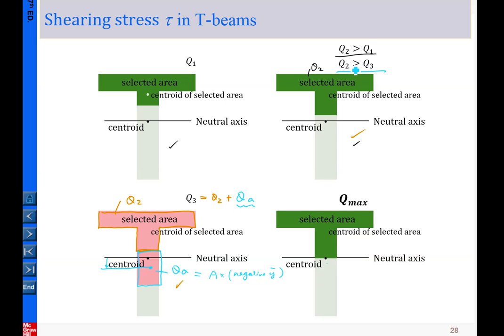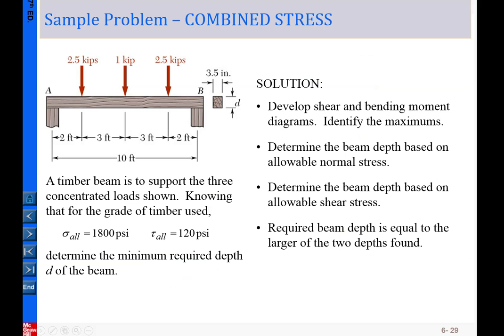So basically here we have Q2 greater than Q3 as well. Okay, so that is the second scenario. The third one, the maximum, basically happens when you select the section at the level you're interested in along the neutral axis. Then the shaded area either above or below that will give you the maximum value of Q. Okay, so those are the three scenarios provided.